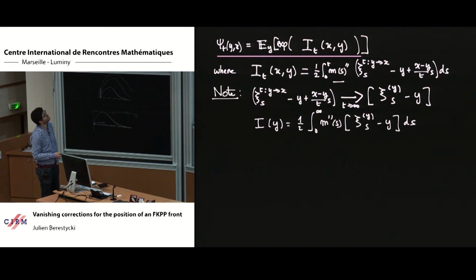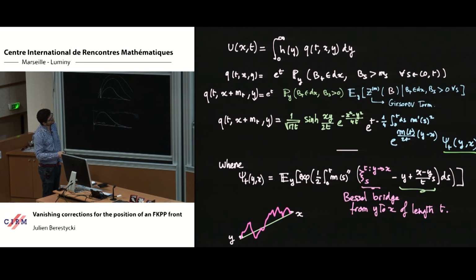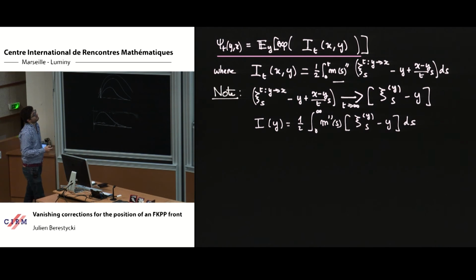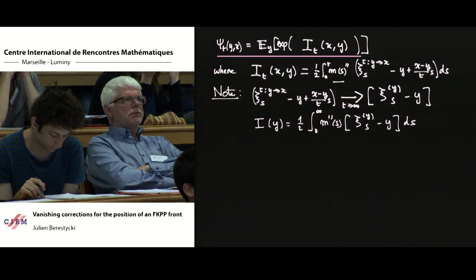So again, I'm interested in computing this kind of expression, and yt of x and y is this complicated integral here. So let's think about what happens when t becomes large. When t becomes large, this process, this Bessel bridge minus its line, so you see it's the difference between this pink curve here and this green line here, looks more and more like simply a Bessel process started at position y minus y.